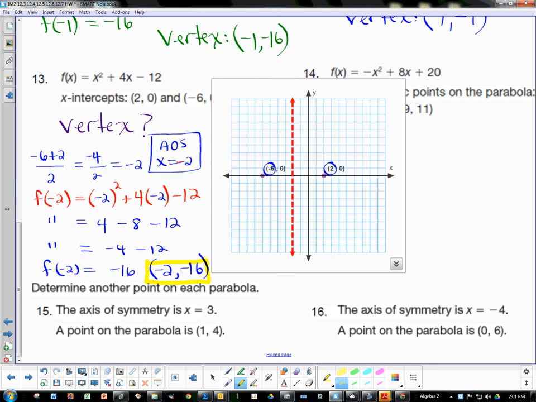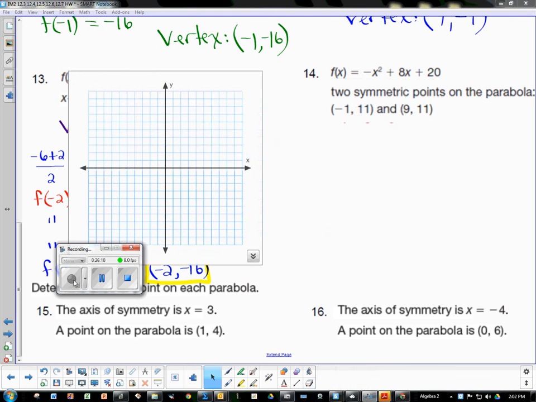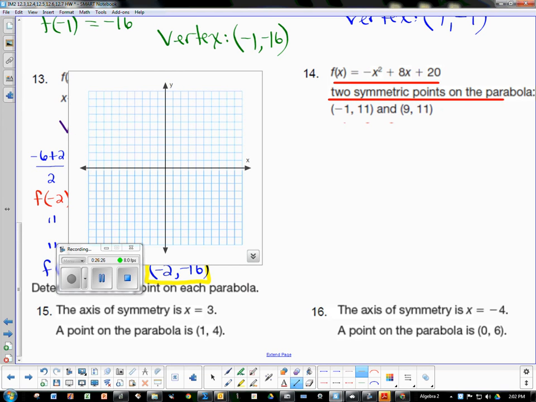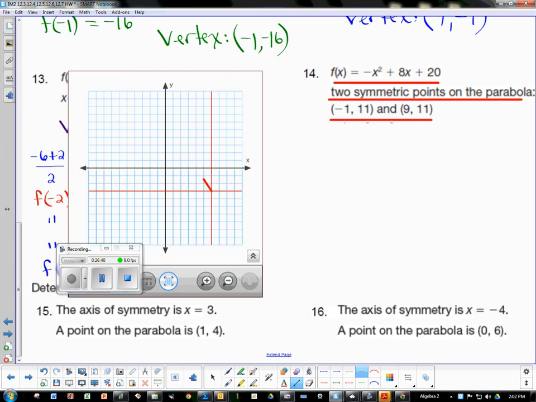All right. Next problem. All right, so on this next problem, we're given a function, and we're going to be given 2 symmetrical points, so they are directly on each side of the parabola, equidistant from the axis of symmetry.